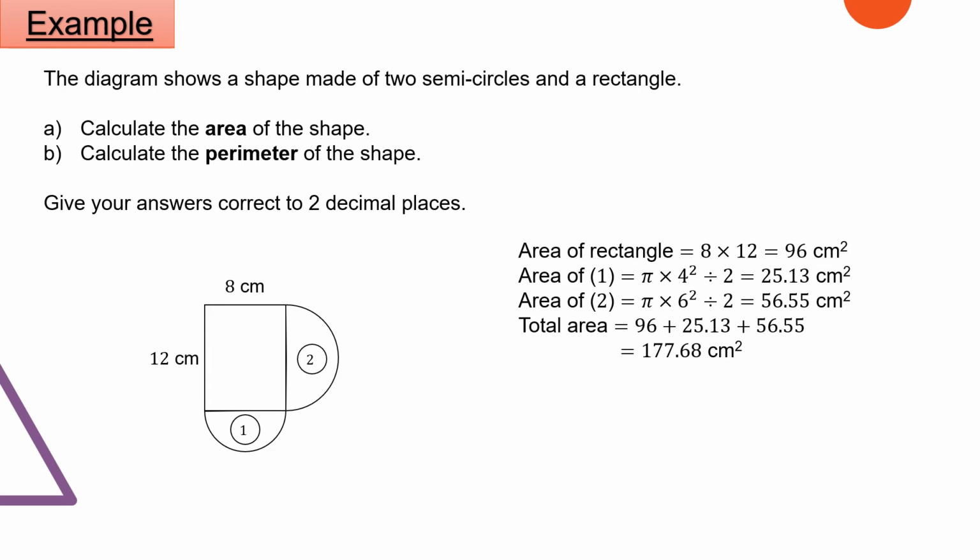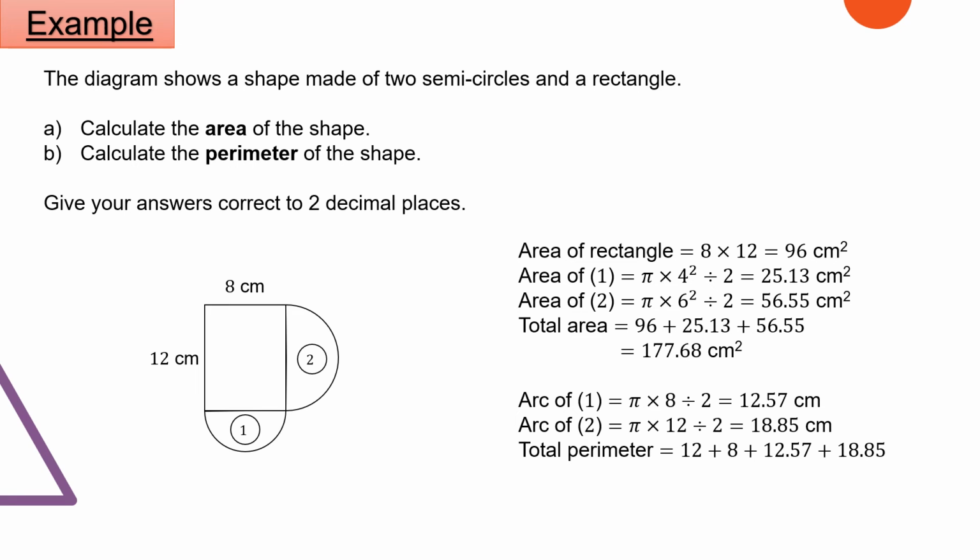Now I'm done with the area of the entire shape, but I need to find the perimeter of the shape as well. So what am I going to do? The perimeter for arc 1 is going to be pi times 8 divided by 2, which is 12.57 centimeter. For arc 2, pi times 12 divided by 2 is 18.85 centimeter.